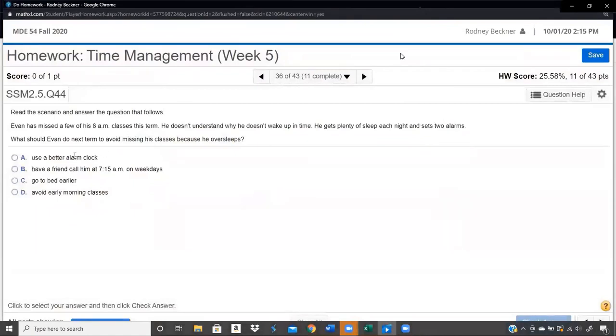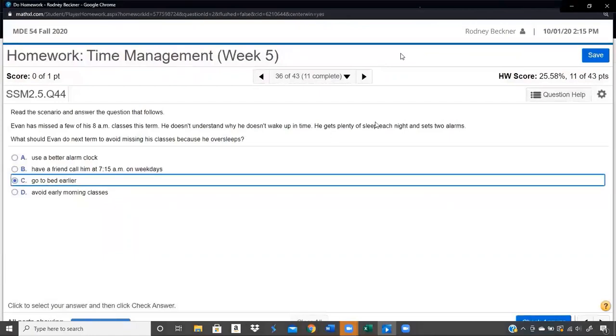Use a better alarm clock. Well, he had 2, so hopefully at least one of them was a good alarm clock. Have a friend call him at 7:15 a.m. on weekdays. I mean, that's nice, but then you're putting your responsibilities on someone else. It's nice to be independent, or mostly independent. Go to bed earlier. Well, it's already said he got plenty of sleep.